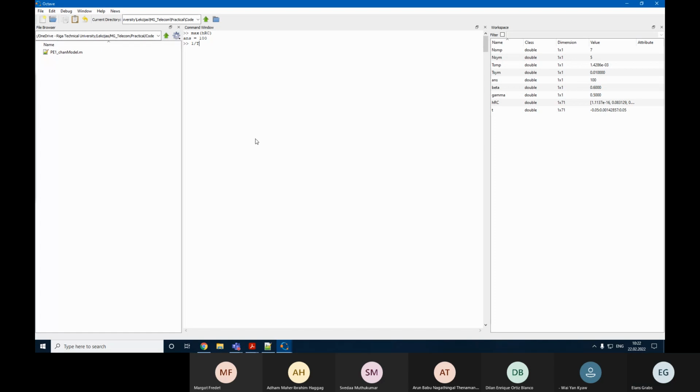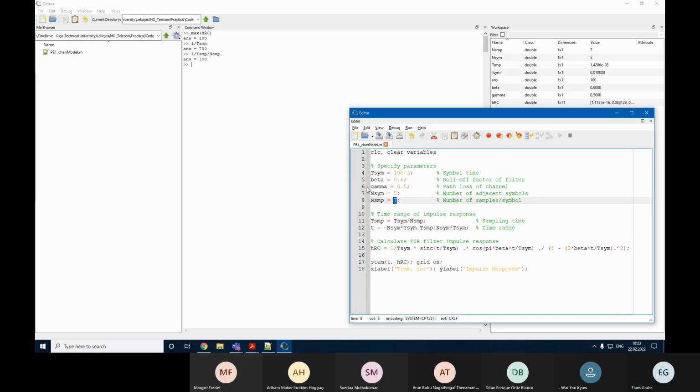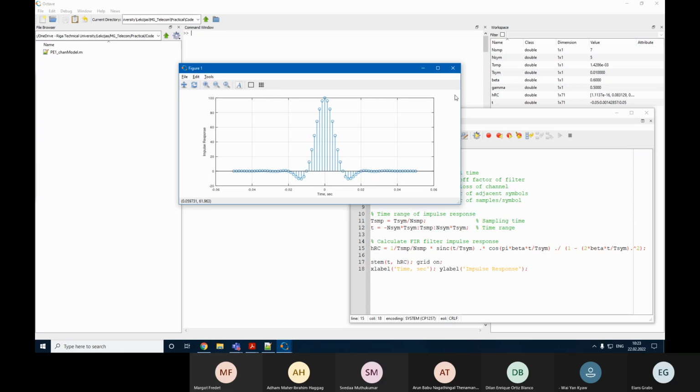So sampling time divided by NSMP. Here, what we needed to do is to divide with the sampling time and divide with the number of samples per symbol, like this. All right. So then the maximum value should be 1. Okay. Didn't change.